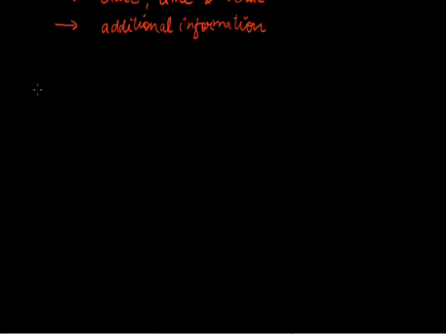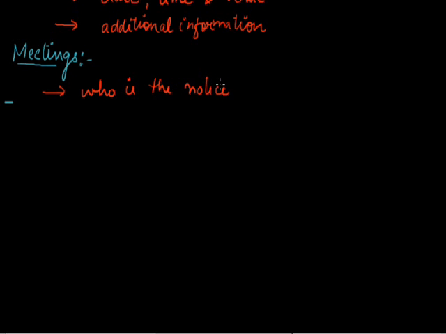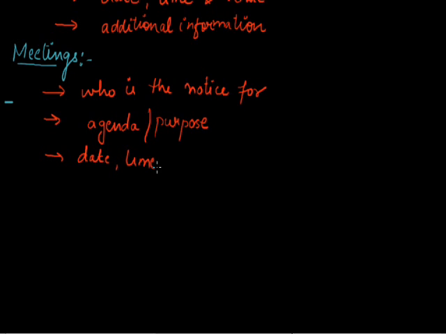The second type of notice is for meetings. Content of the notice for a meeting includes who is the notice for, what is the agenda of the meeting or the purpose of the meeting, and of course the date, time and venue of the meeting.